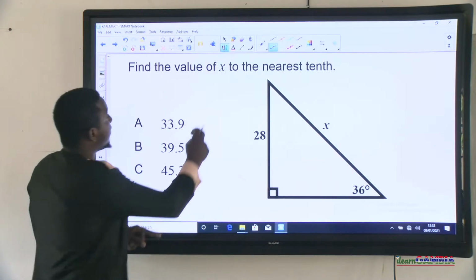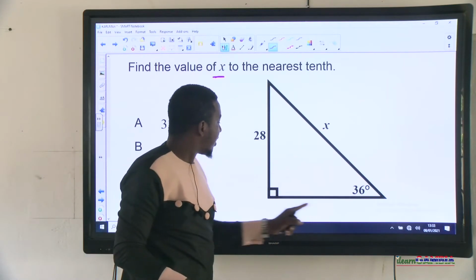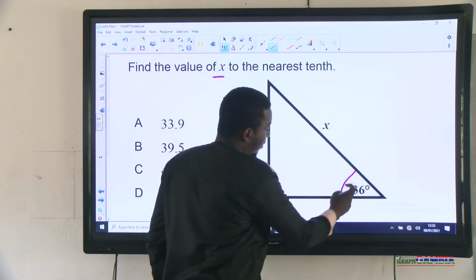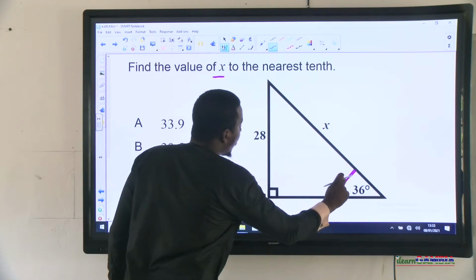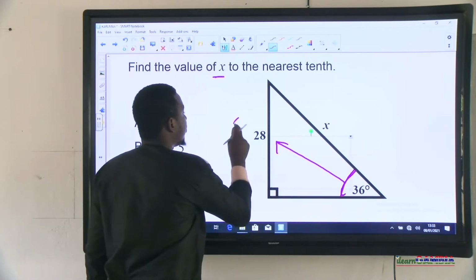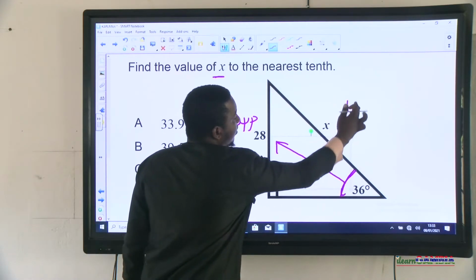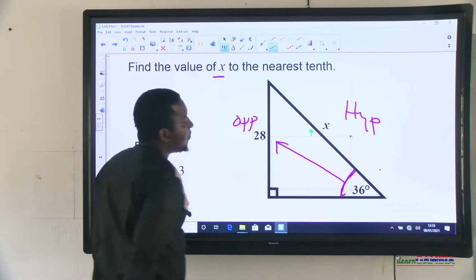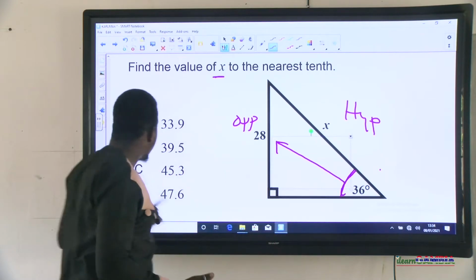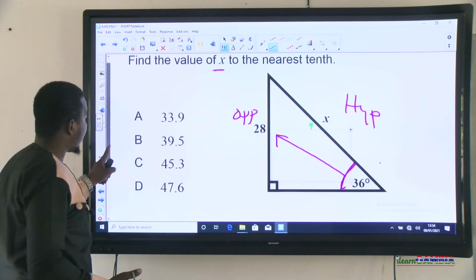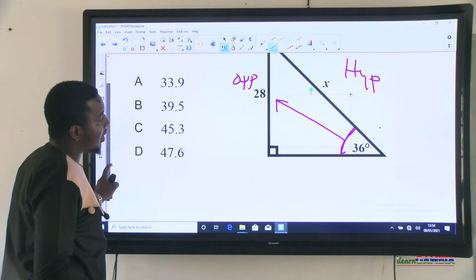Here also we are asked to find the value of x to the nearest what? To the nearest tenth. Again, we are given a right angle triangle, and we are given our reference angle as 36 degrees. And the side that is opposite the reference angle is also given to us, which is going to be the opposite. And also we are given the longest side, that is the hypotenuse. So again, we want to find the value of x. Remember we are given options as well, but then we'll have to do our own calculations to see if we will have the correct answer.